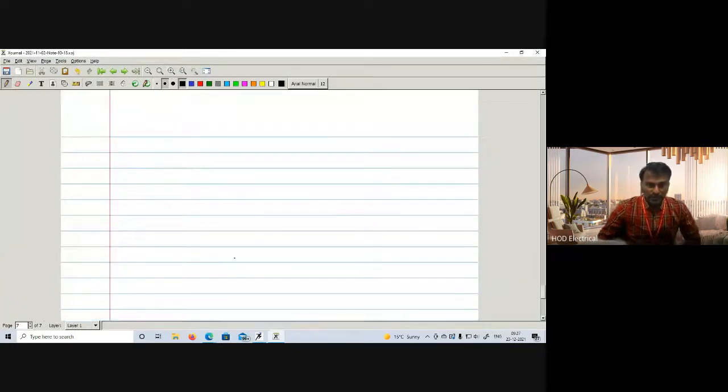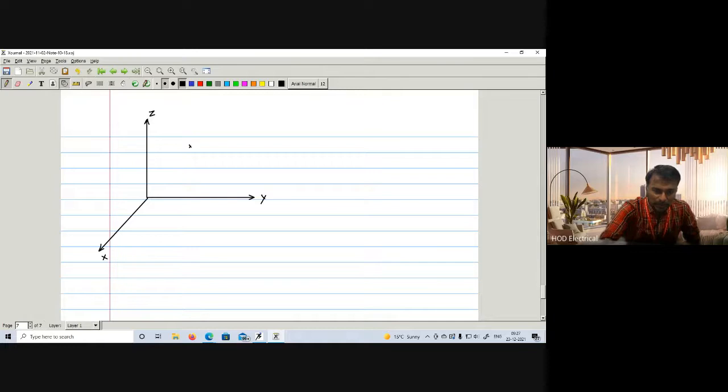Now, in the last class, we came to know that if we have a point in the Cartesian coordinate system in three dimensions, this is along the y-axis, and this is along the x-axis, y-axis, and z-axis. So if you want to represent this point, it is nothing but x comma y comma z.